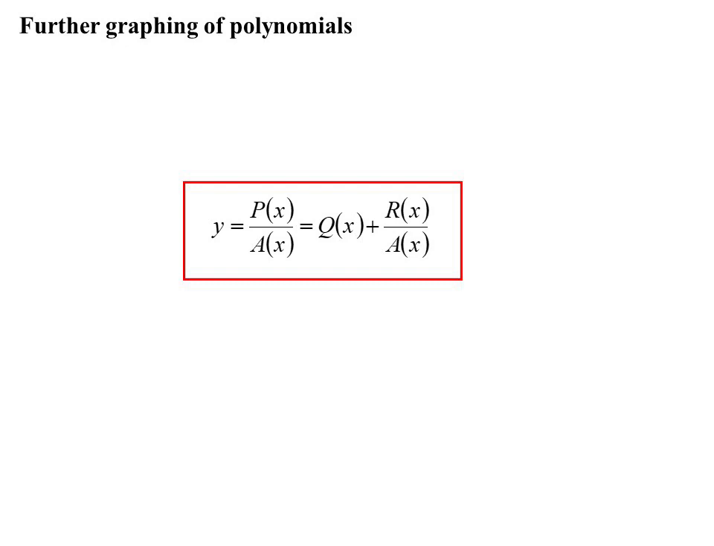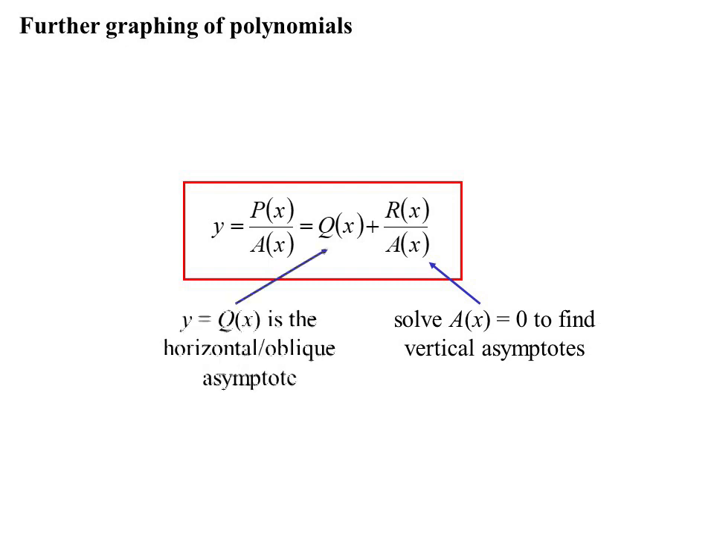So back to the idea of graphing polynomials. When we do our polynomial division, we could rewrite it like this, where the fraction becomes the quotient plus the remainder over the divisor, and that tells us a lot of information. The bottom of the fraction can't equal 0, and that'll give us our vertical asymptotes. The quotient turns out to be the horizontal or oblique asymptote, depending on what that turns out to be. I mean, theoretically, it could be a parabolic asymptote if that was a quadratic.